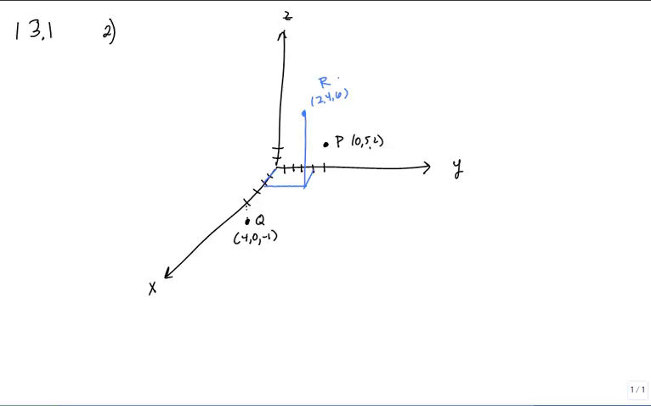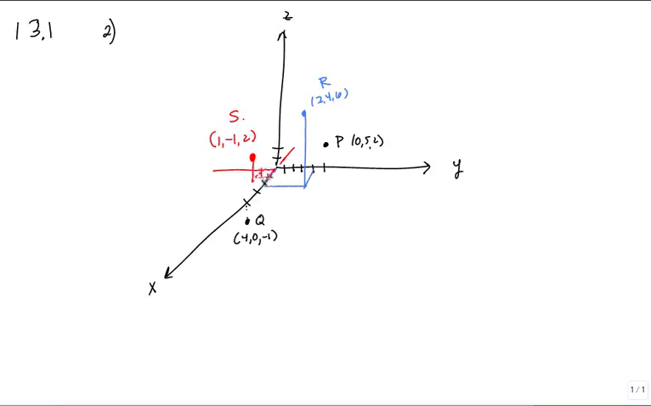And 1, negative 1, 2. Let's do that in red. We're going to go 1. Then we're going to go back on the y-axis. So 1, negative 1. And make a little box. That's right there. And then we're going to go up 2. So we go ahead 1 on the x, we go back 1 on the y, and then we go up 2 for the z. 1, negative 1, 2. Let's call that S.